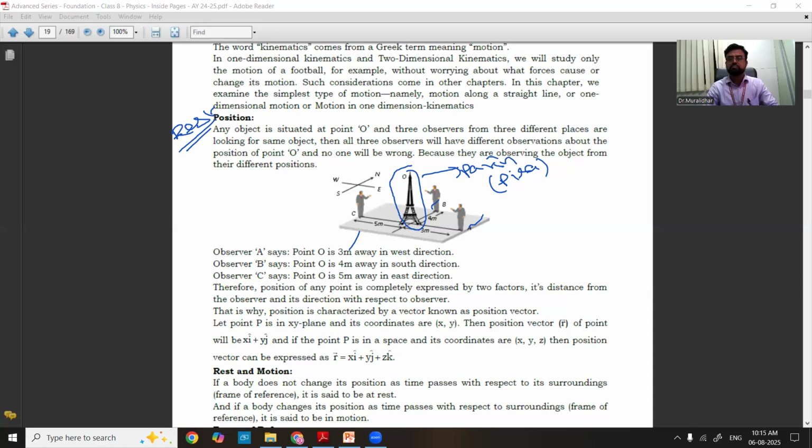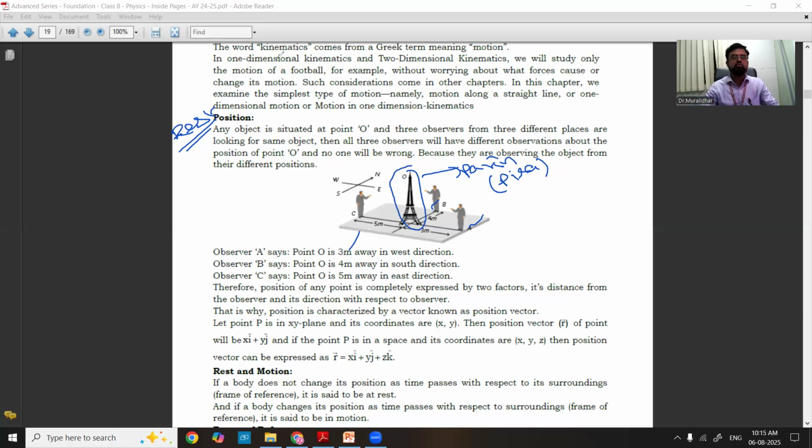Similarly here also. When your car is moving in front of you, you feel that the car is moving. But when the driver inside the car sees you, he will think that you are moving. That is called the frame of reference: from which angle you are seeing the body. That is called position or frame of reference.